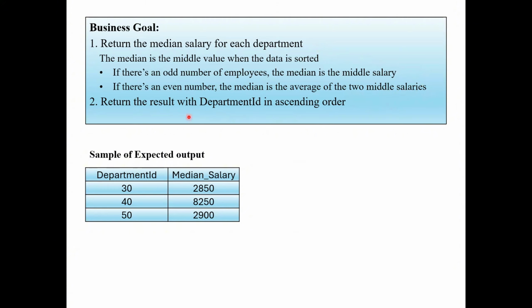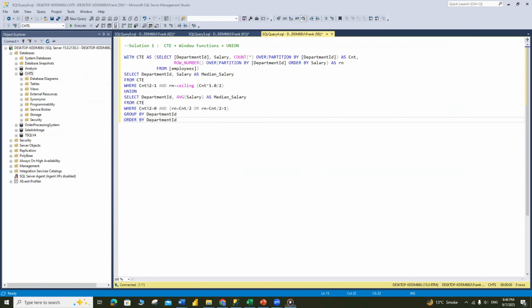The following is a sample of expected output. We want one row per department, with the department ID in ascending order. Now let's see the solutions in SQL Server.